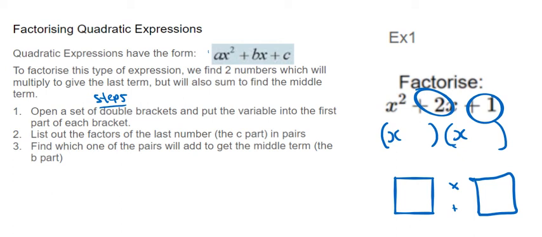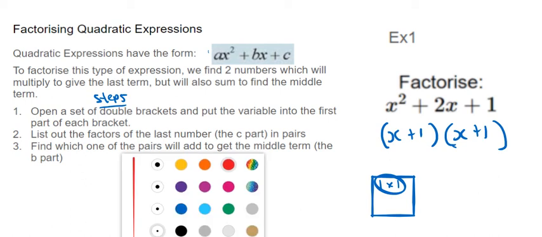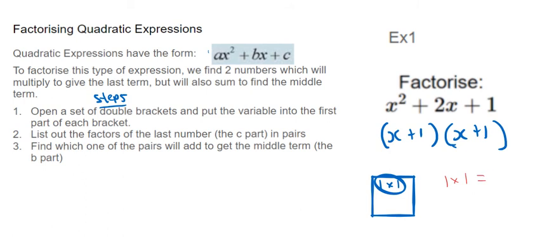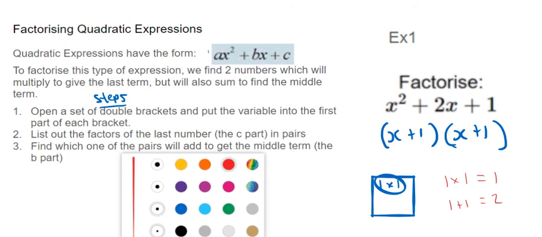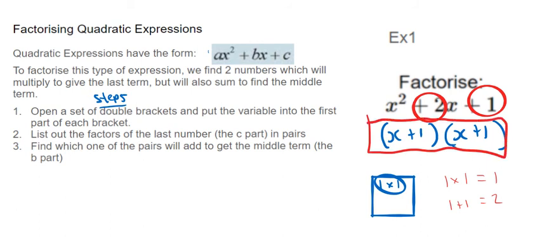If we list out the factors of 1, the only factors of 1 are 1 and 1, so 1 times 1. In this first example, there's only one possible solution. It has to be 1 and 1. So positive 1 and positive 1 go in there. 1 multiplied by 1 equals 1, and 1 plus 1 equals 2. So I have two numbers that multiply to give me the last part and add to give me the middle part. That's my answer: I factorized it, x plus 1, x plus 1.